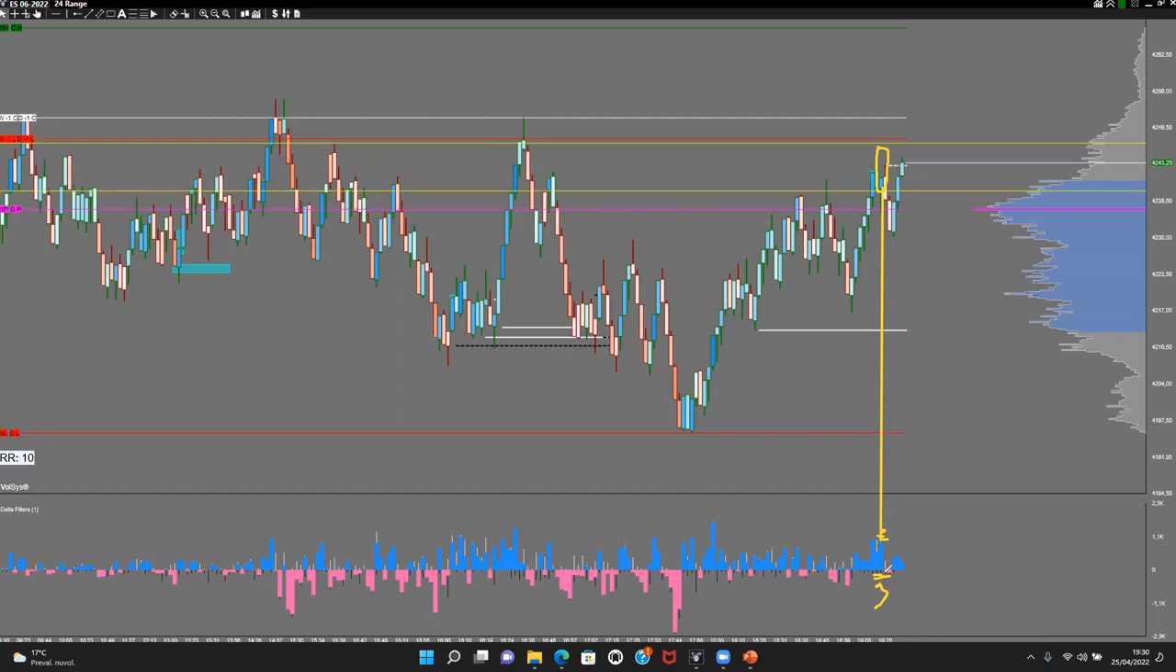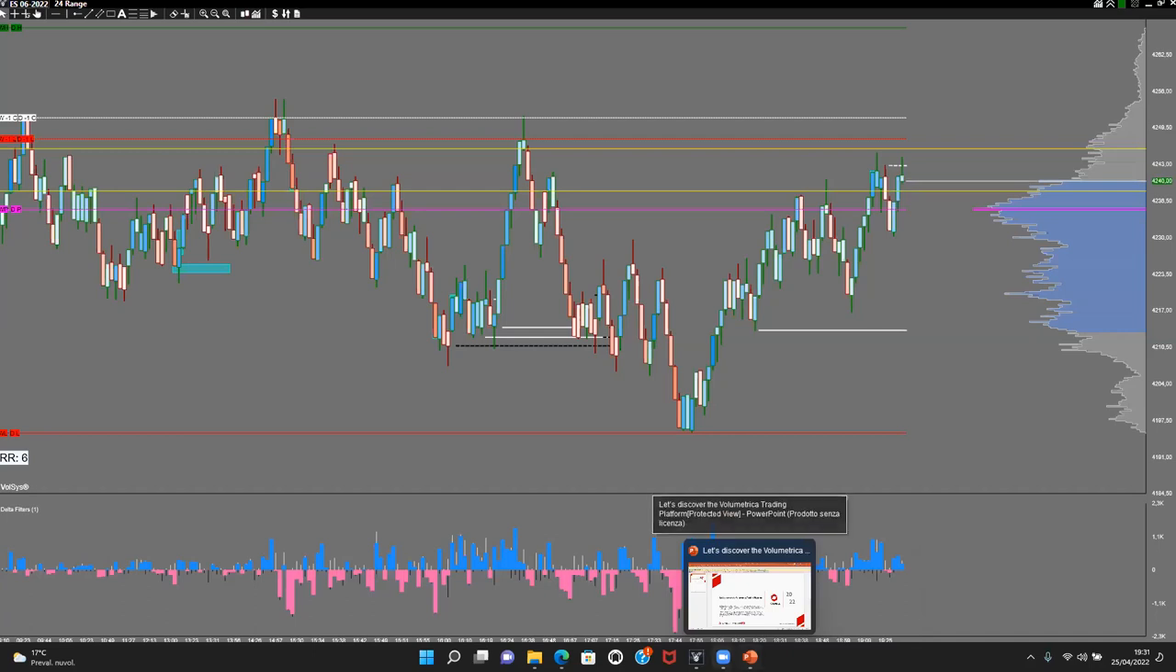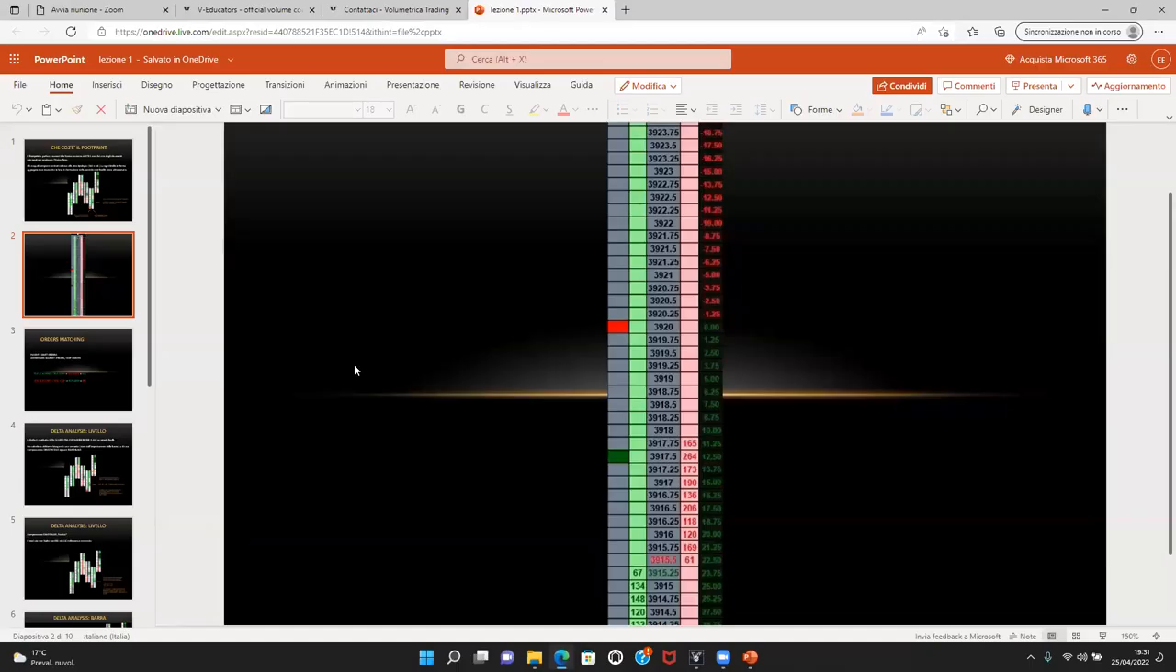But as you can see, price didn't go straight away in their favor. How is that possible? When does the market tick up or down? Let's go back to the slide about the market microstructure.